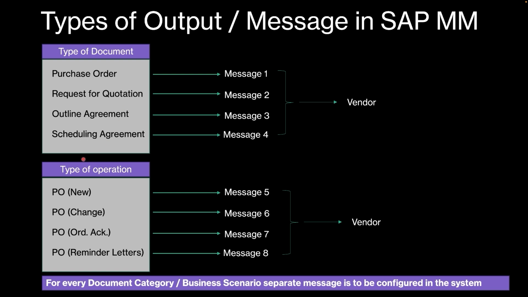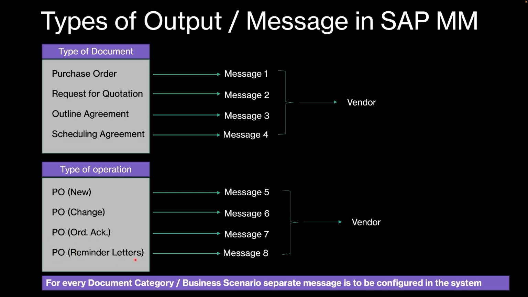Then you can see here, the output types will also depend upon the type of operation you are doing. Let's say that you have created a new purchase order. Then its format and content will be different. Let's say that you have changed that purchase order and then again you are sending the output to the vendor. This time you can have a different content and format. Let's say that once you change the PO, you only want to send the details of the fields that you have changed. Then, if you want to ask for order acknowledgement, the format will be different.